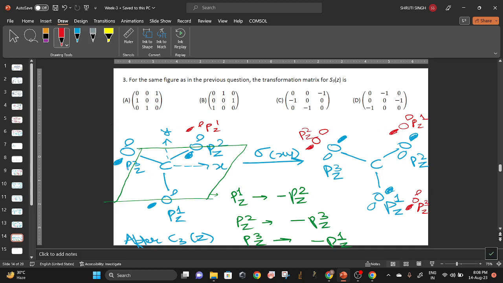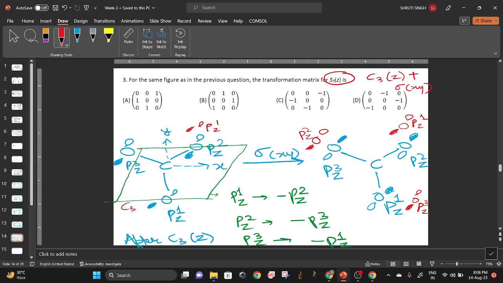This is after C3. Okay. And after C3 we have applied sigma xy because we have to apply S3Z. S3Z means C3Z and then perpendicular sigma xy. Yes, sigma xy. So that's what we have done. C3 applied, then this is the configuration which we got.